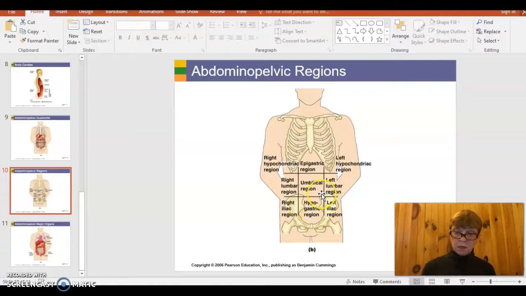So let's go over that again. If you're looking at yourself, you can put your right hand on your right side, right below your rib cage. That's your right lumbar region. Put your left hand just below your rib cage. That's your left lumbar region. The umbilical region is where your belly button is. Where you put your right hand on your hip is your right iliac region. Left hand on hip, left iliac region, and in between that, the middle region below the belly button, your hypogastric region.